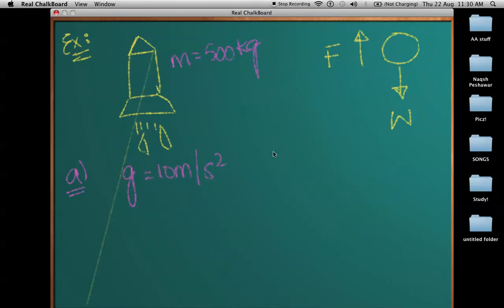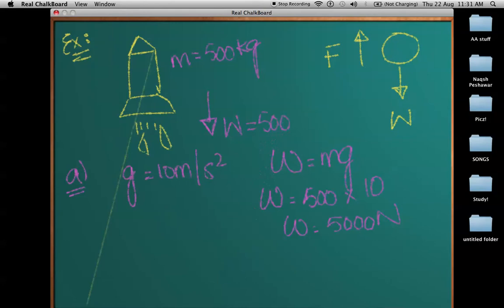So what is its weight? The only formula to calculate weight is W = mg. W is equal to mass, which is 500, times 10. So the weight on Earth is 5,000 newtons. So if this is the rocket, there would be a 5,000 Newton force acting downwards, which is the weight, and we will show it like this.